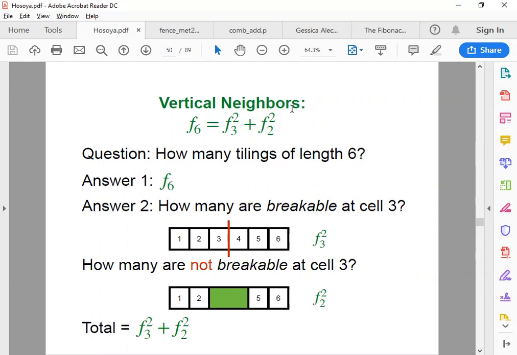How many are not breakable at cell 3? To be not breakable, that means you've got a big fat domino covering the break. And now you have F2 ways to tile the left, F2 ways to tile the right. That's F2 squared. So every tiling of length 6 is either breakable at 3 or not breakable at 3. So F6 is F3 squared plus F2 squared.